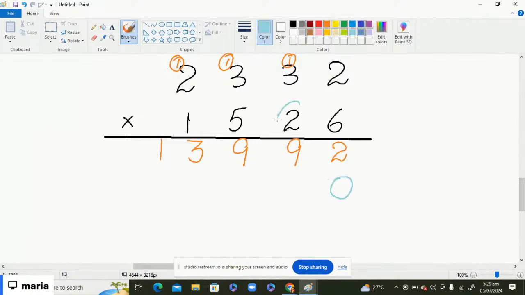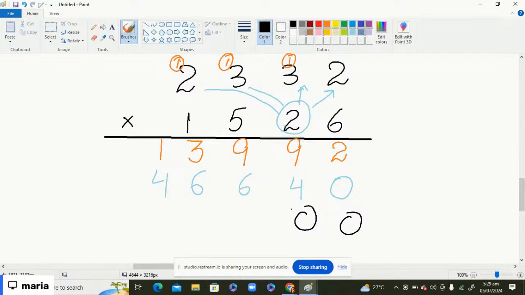Now multiply this 2 with all of it. First this, then this, and then this. 2 times 2 is 4. 2 times 3 is 6. 2 times 3 is 6. 2 times 2 is 4. Okay. Now you are going to put two zeros, 1 0 and 2 0.